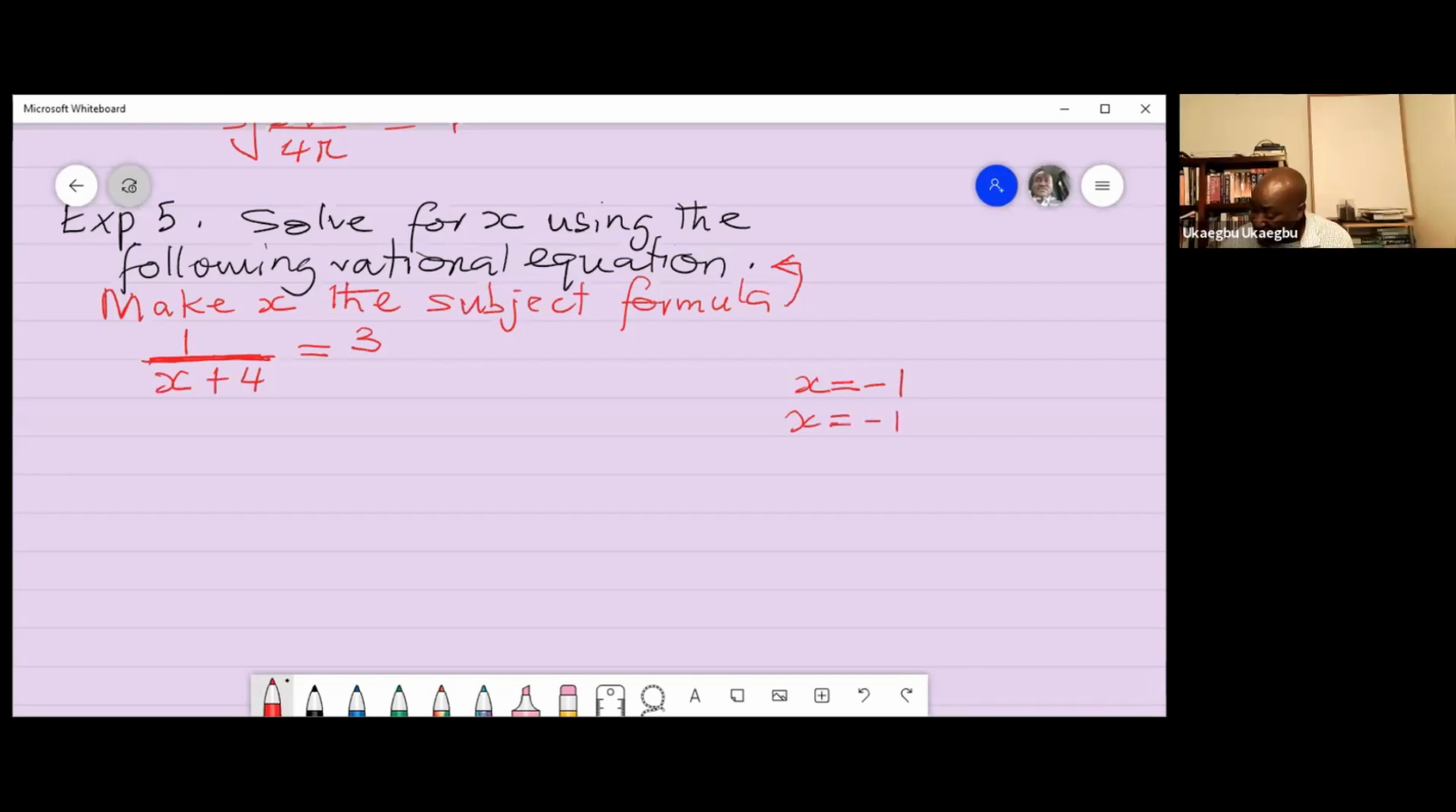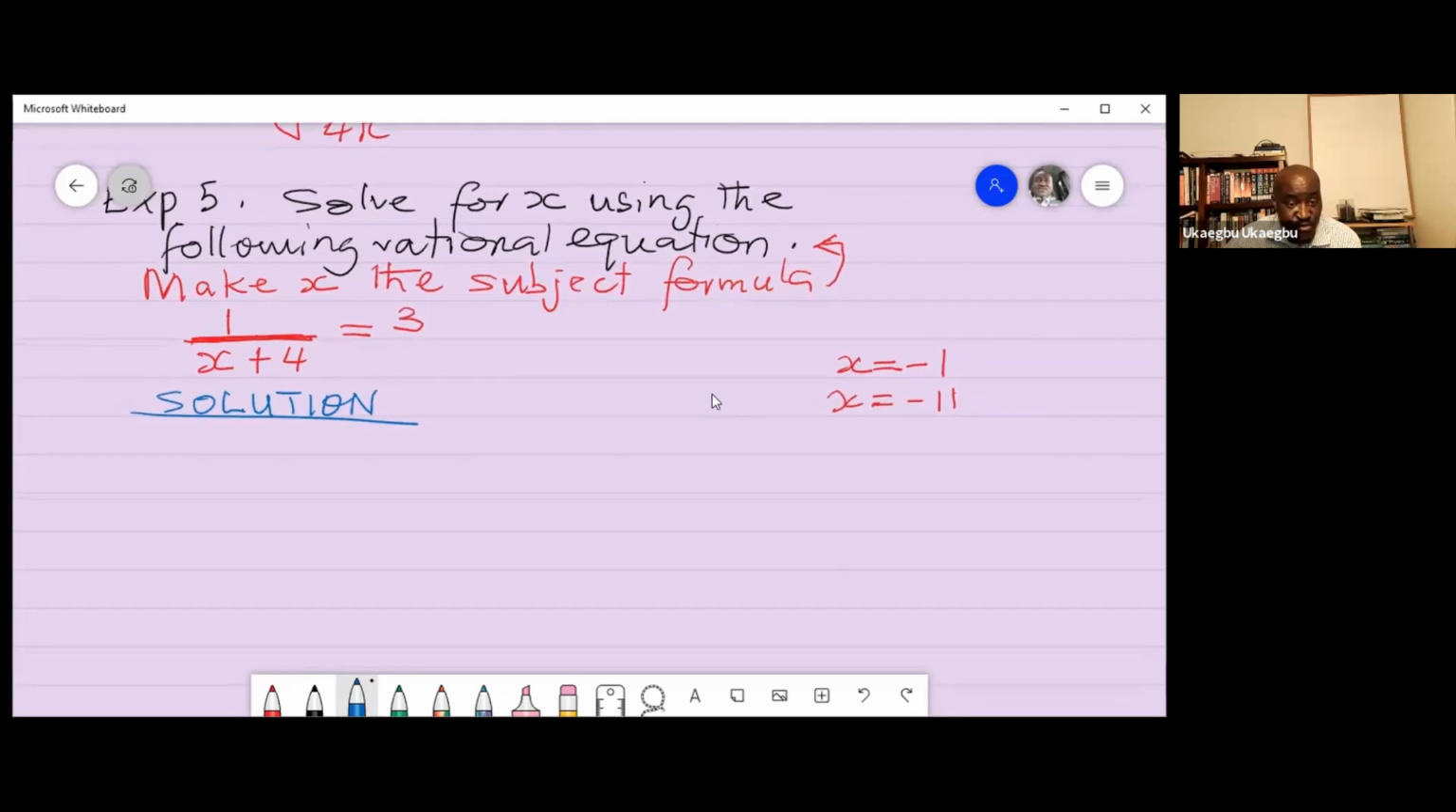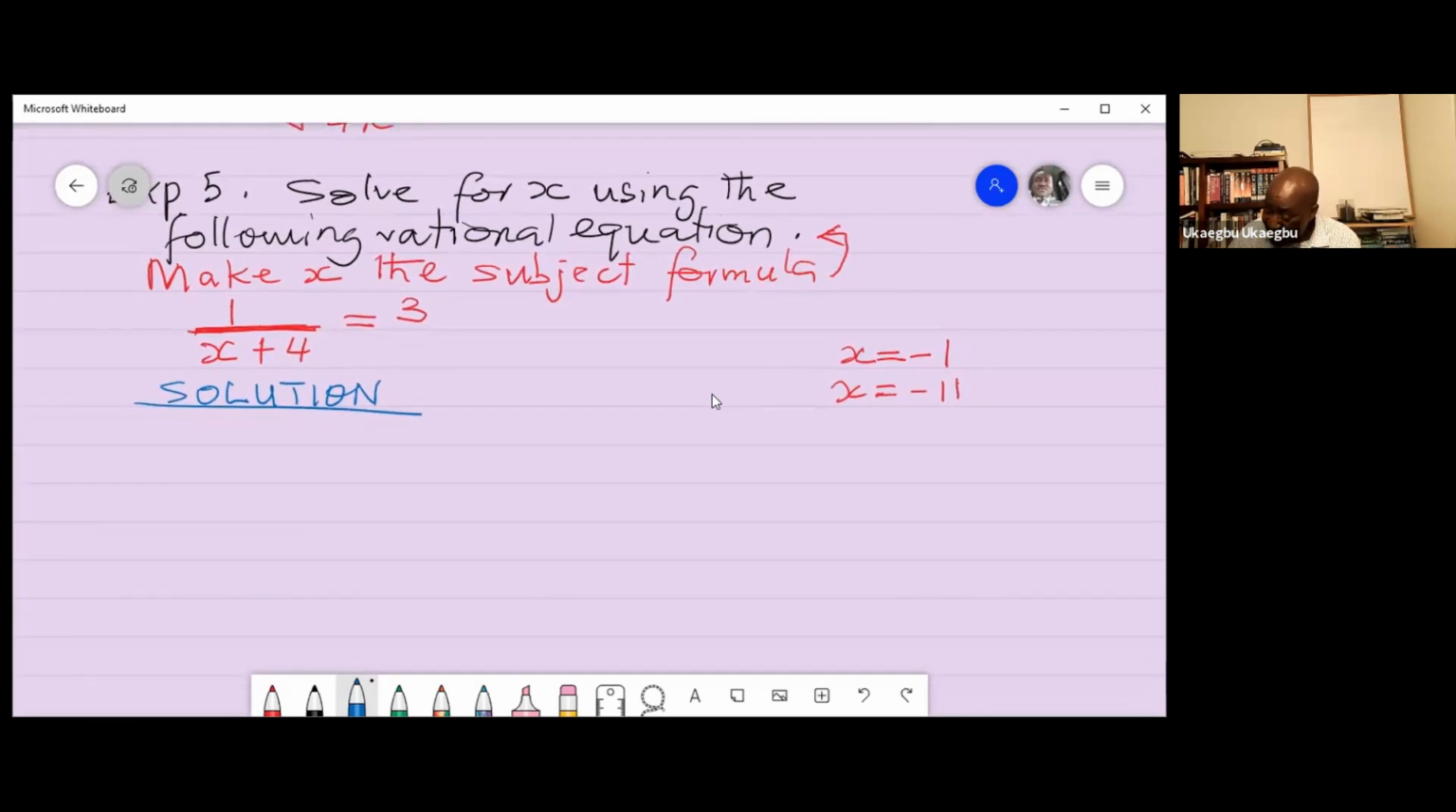Okay, now let's verify it. There are multiple ways this can be done. Your first step would be to write "solution", which gives the impression that you are trying to solve a problem. And one way, you see, this is divided by 1, would be to just go ahead and cross multiply, straight up.